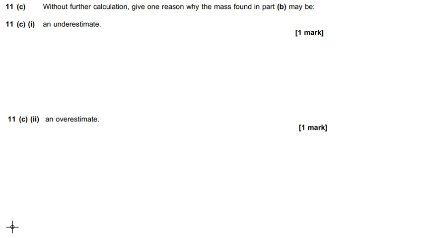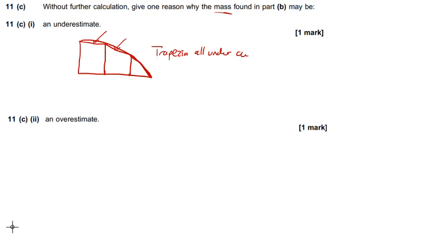And without doing any more calculations now, we've got to say, first of all, give a reason why the mass that we just found could be an underestimate. Well, because of the shape of the curve that we've been approximating, all of the trapezia that we split it up into are all lower than the curve. We split it up into 6, but we've got that. So that's an underestimate because we're missing out all of these bits. So you could say the trapezia are all under the curve.